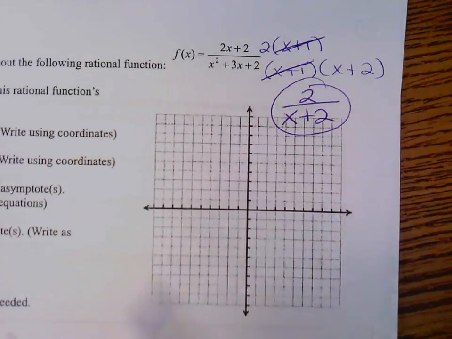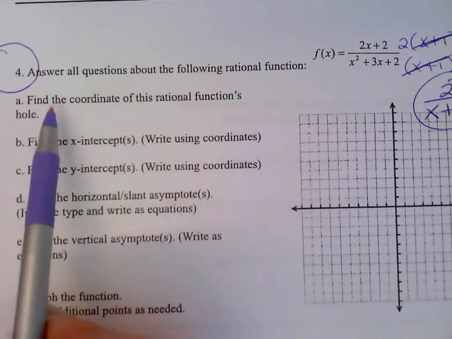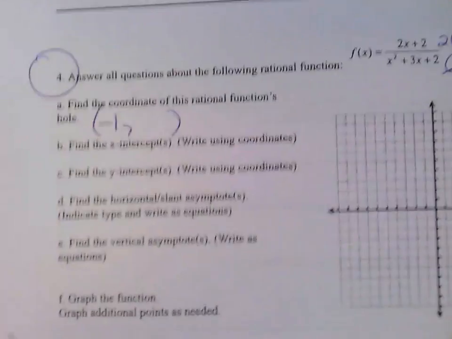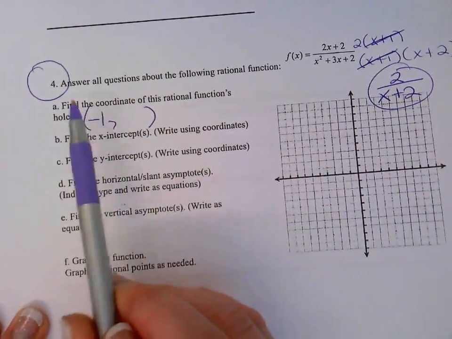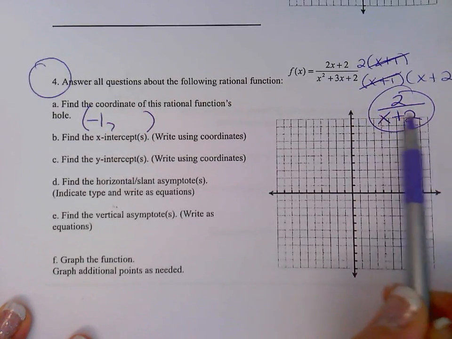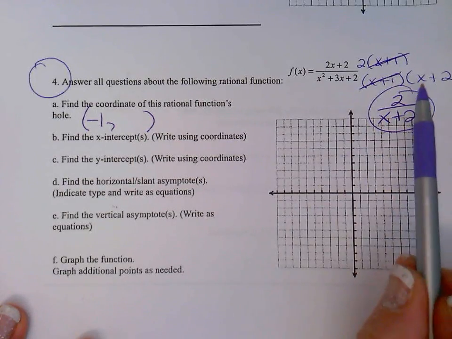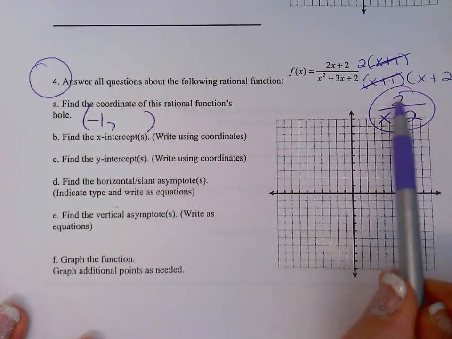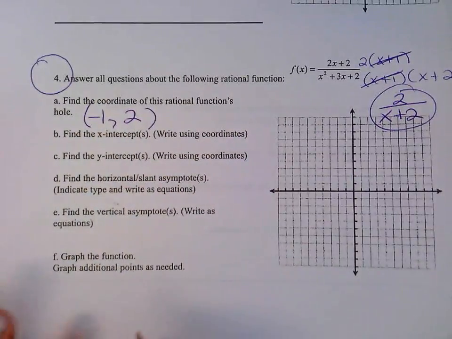So I didn't write down, oh, here we go. A, find the coordinate of the rational function's hole. It's at -1, comma, I'm going to plug -1 into this function. Denominator would become +1, right? -1 plus 2. So 2 is my y value. 2 divided by 1 is 2. So I know there's a hole at -1, 2.